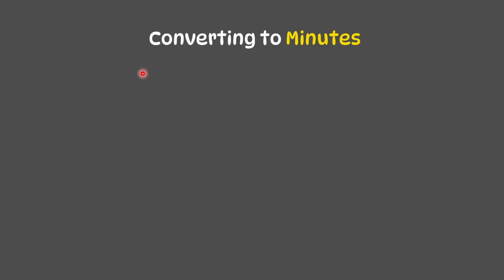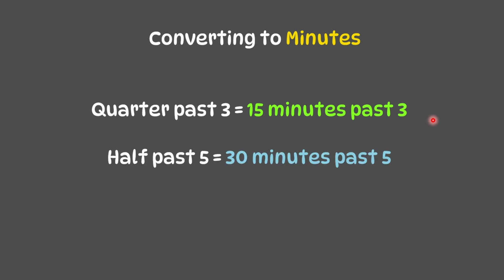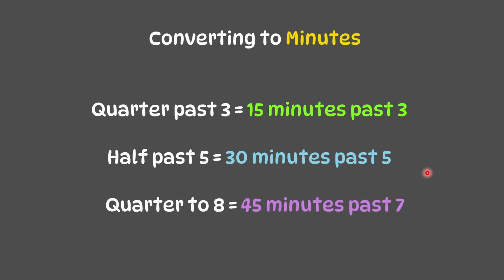Now when the time is given in quarter and half, we can convert them into minutes. Quarter past 3 means 15 minutes past 3. Half past 5 means 30 minutes past 5. Quarter to 8 means 45 minutes past 7. Something to remember here, when we are using "to", we always refer to the next hour. So when we are referring to 8, the hour is still 7. So we have to be careful here.